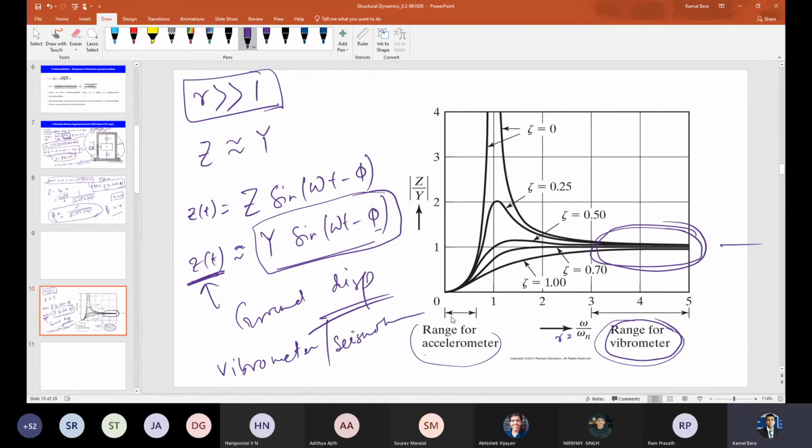Seismometer. So that is the measure of the ground displacement. Okay, so now tell me. If I have to operate my instrument in this range, R greater than 1, so that it acts like a vibrometer or seismometer, what should be the system mass and stiffness? What characteristic should it possess? Tell me.